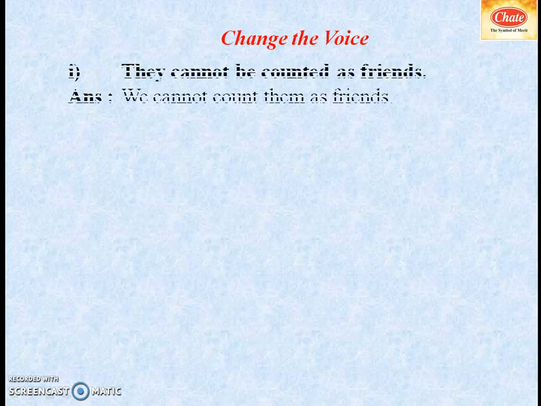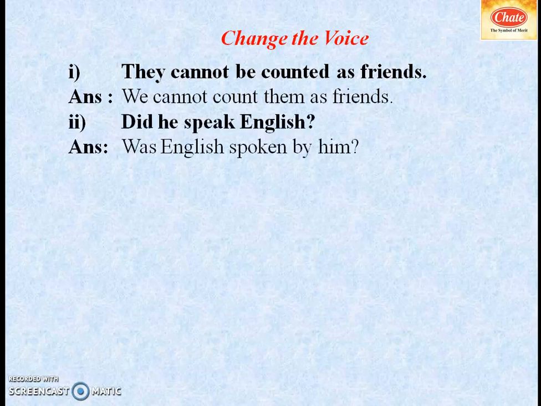Let's take some examples. First example, they cannot be counted as friends. See students, it is a passive voice sentence, because after the word counted, the third form of the verb is given. So it is in passive voice. And in active voice, we cannot count them as friends. Actually, the given passive voice sentence doesn't contain by plus a subject, so we can take any other subject. So we cannot count them as friends. It is an active voice sentence.